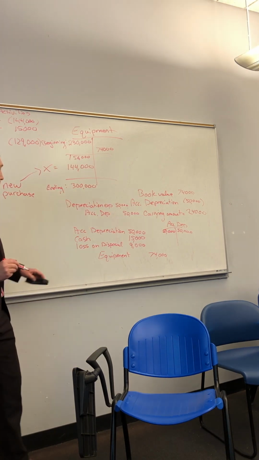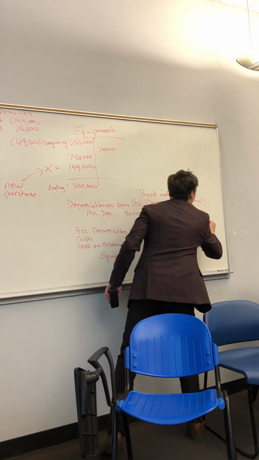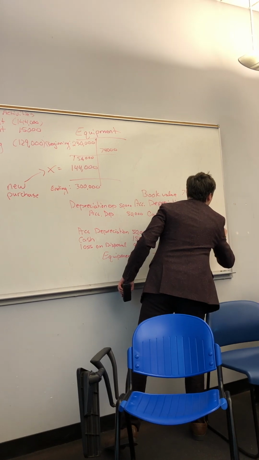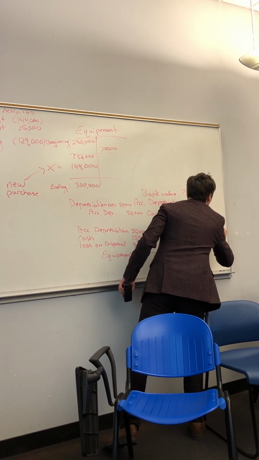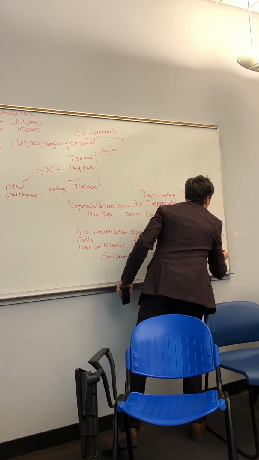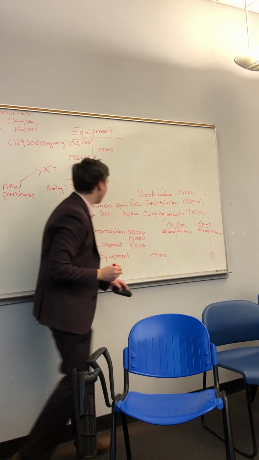$74,000, and that gets rid of the equipment. So if we went equipment, that's what we had, 74,000 on the books, we want to wipe it out. So now we're at 0, sold off the equipment.